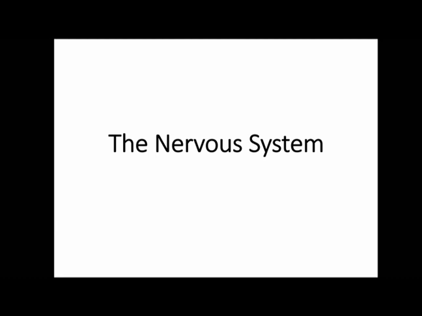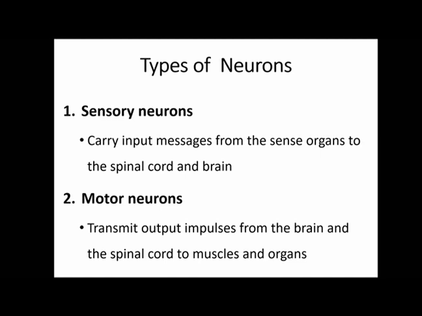So we're going to get into a little bit of anatomy type stuff here as we start talking about the different subsections of our nervous system and what each of those sections do. We're going to start with the 3 broad categories of neurons. And these are going to make up all different parts of our nervous system. So our sensory neurons are going to be carrying input messages from the sense organs to the spinal cord and brain. Our spinal cord and brain, we'll get to it in a few slides, that's our central nervous system. That's where all of our information processing is going to be happening.